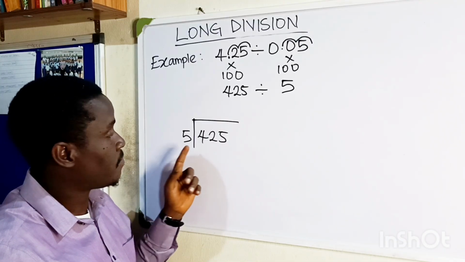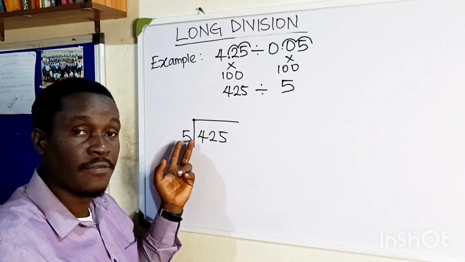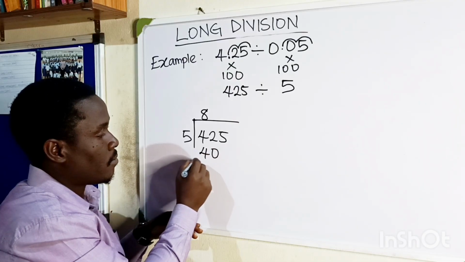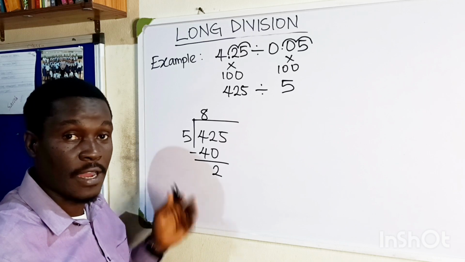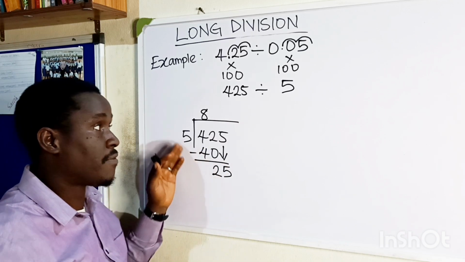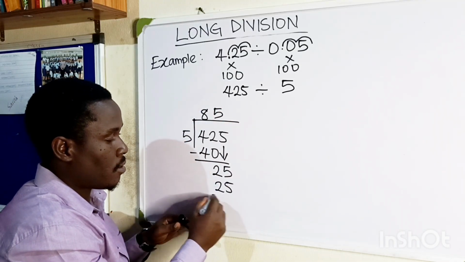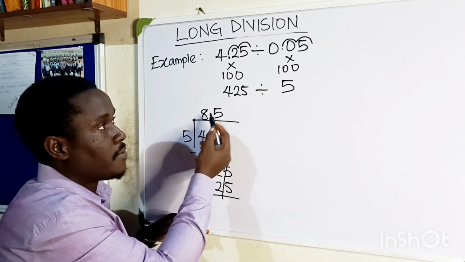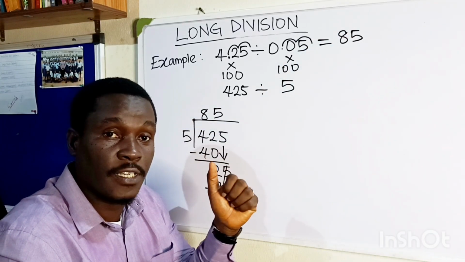425 divided by 5. 4 divided by 5 is not possible, so we combine the first two digits. 42 divided by 5 is going to give us 8. 8 times 5 is 40. Subtracting, 42 minus 40 is going to give us 2. 2 divided by 5 is not possible, so bring down 5. And now 25 divided by 5 is going to give us 5. 5 multiplied by 5 is going to give us 25. And this cancels out. So our final answer is 85. So this is a simple way of dividing using long division.